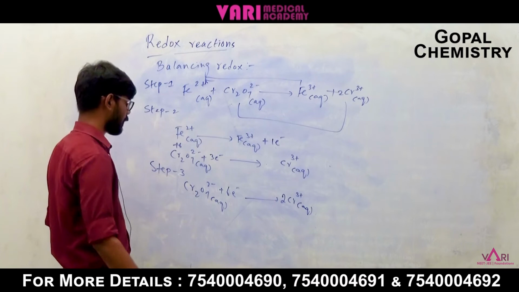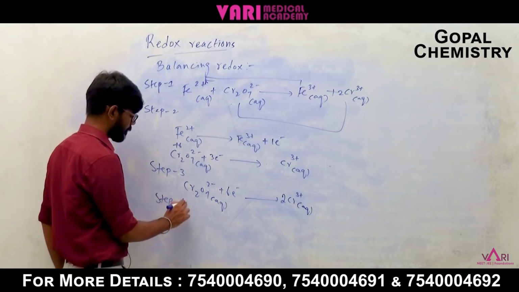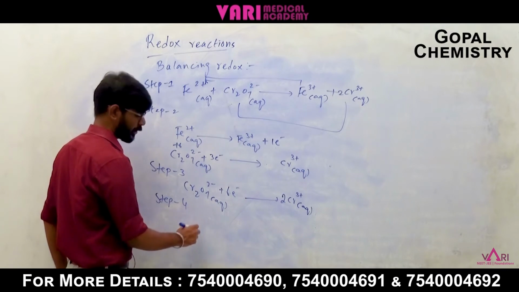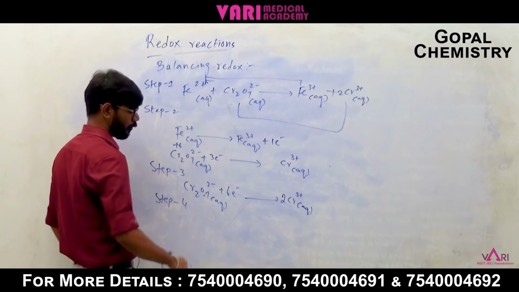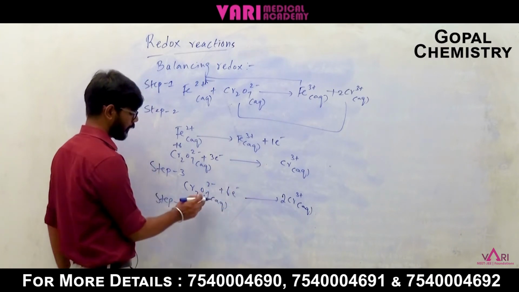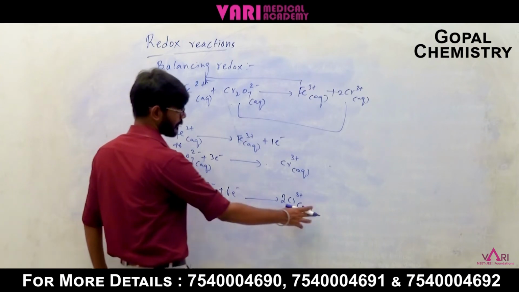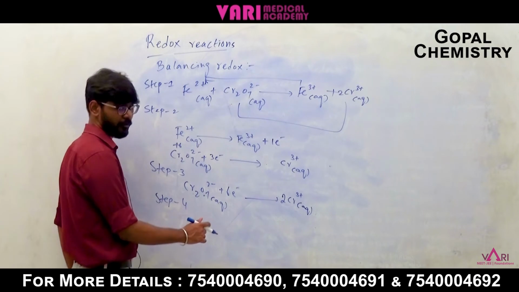Okay, so next one is we have to balance oxygen. Step 4 is balancing oxygen. So how many oxygens are there? Here 7 oxygen. So we have to add water molecule where the lack of oxygen is there. So here there is oxygen. So this side there is no oxygen. So we have to add this oxygen in terms of water molecules.